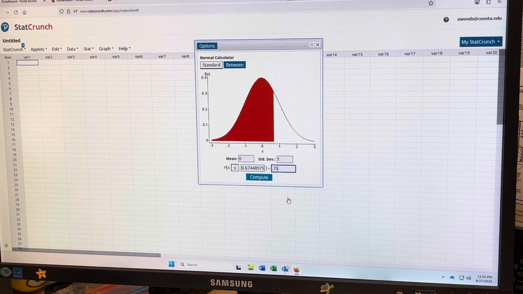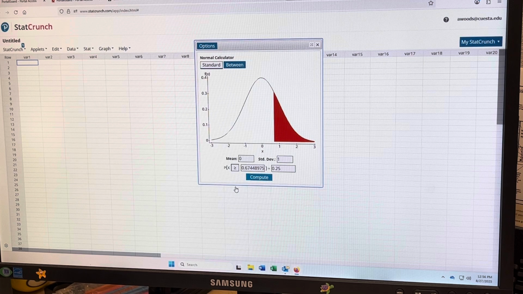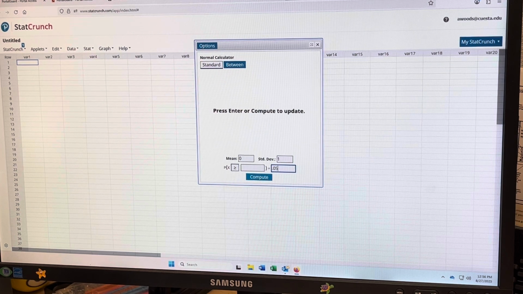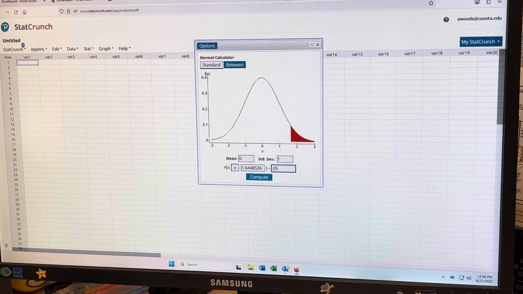Now it works the same way if you have an area to the right. So this time the graph that I gave you is an area that is a right tail of area 0.05. So we just need to make sure that our graph matches here. So we're going to switch to greater than. So we've got a right tail. And then we're going to switch this to 0.05. So the area goes in for the answer, 0.05, and then lo and behold, out pops a z-score of 1.64.